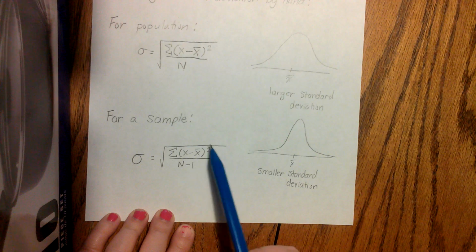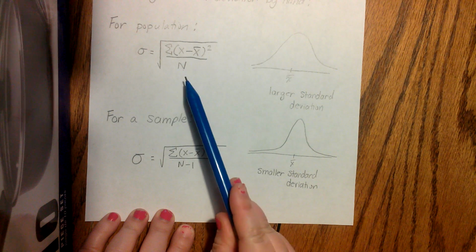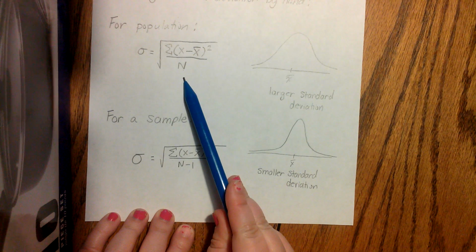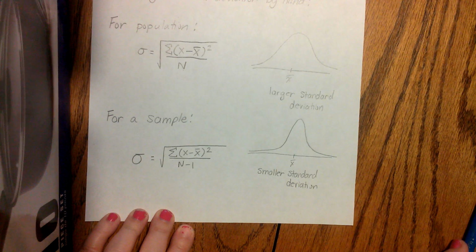So for the sample, it's pretty much the same thing, although when you take the sum of these values, you divide by one less than the number that's in your sample. So if I had 10 data values that I was doing this for, I would divide by 9 because that's one less. With the population, you divide by the number of values you actually have in your data set. If it's a sample, you just divide by one less.